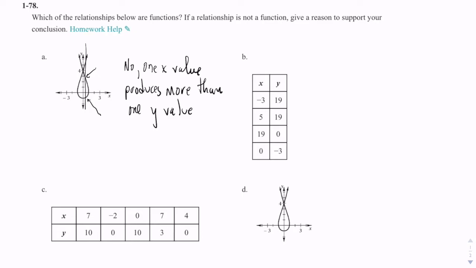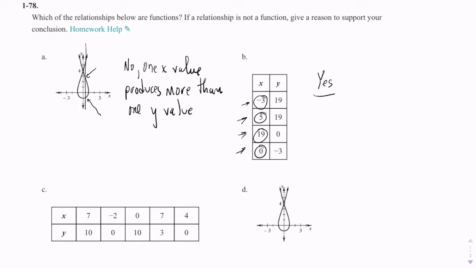Now, look at the values of x they gave. Every x value is different. So we have no way of knowing, for instance, that -3 is going to produce 19 and -3 is going to produce something else. So if we only have each x value given once, we have to assume that it is a function, right? Because we can't show that any one of these x values actually produced more than one y value.